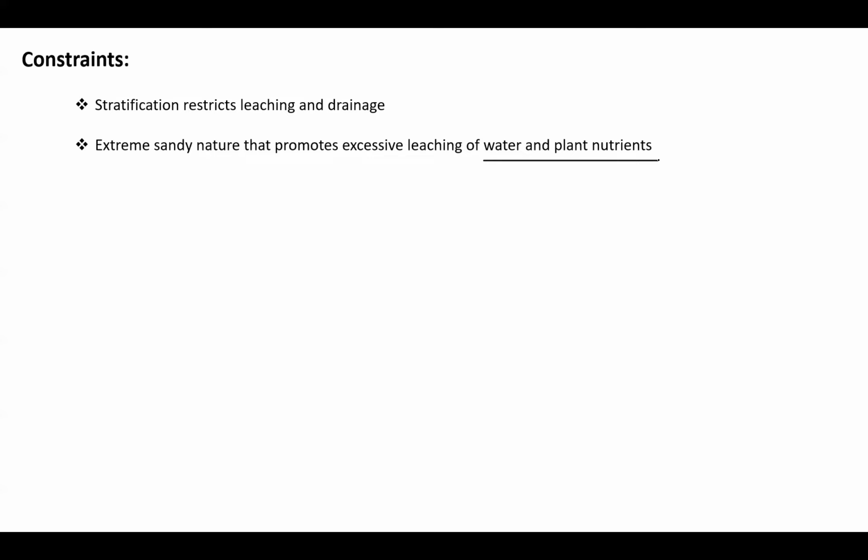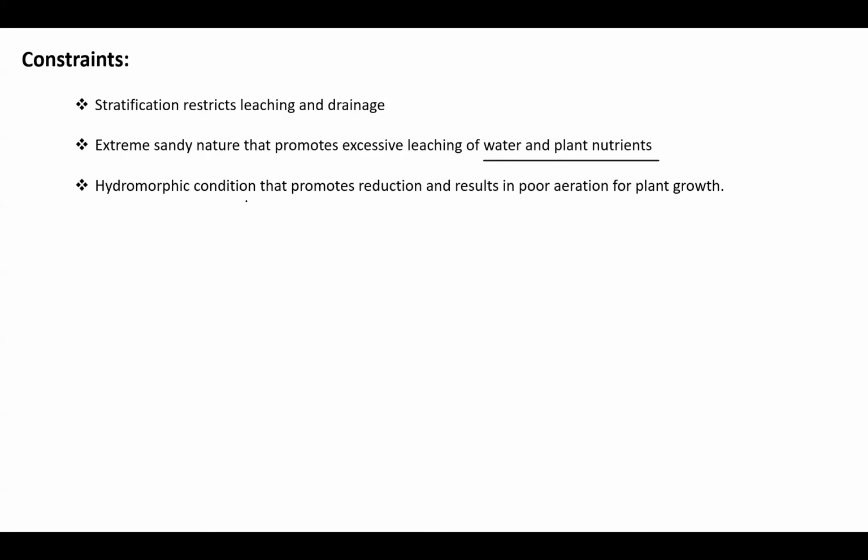Let us see. The very first is stratification, because restricted leaching will be there, and sometimes we can face some drainage problems in this alluvial type of soils. And due to the extreme sandy nature, we can see excessive leaching of water and plant nutrients. Though the soils have a very good nutrient holding capacity, due to the sandy nature of these alluvial deposits, we can observe a lot of leaching of plant nutrients in these alluvial soils.